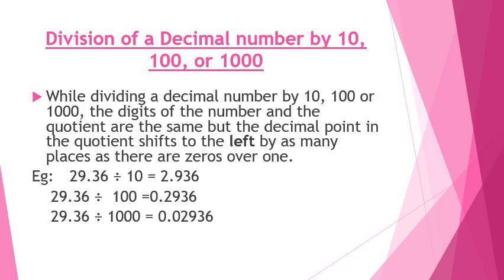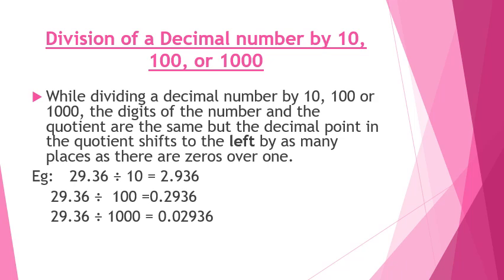Now we have division of a decimal number by 10, 100 or 1000. While dividing a decimal number by 10, 100 or 1000, the digits of the number and the quotient are the same. The answer will have the same digits, but the decimal point in the quotient shifts to the left by as many digits as there are zeros over 1. Remember, we did in multiplication, the decimal point was shifting towards the right. Here, when we are dividing, the decimal point will shift towards the left.